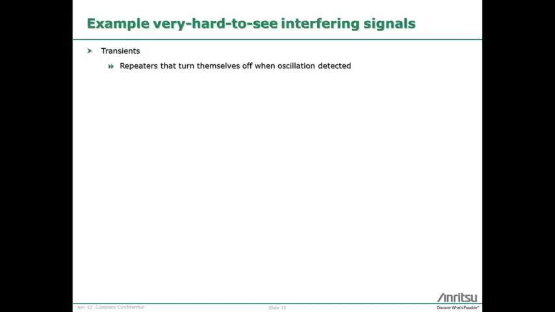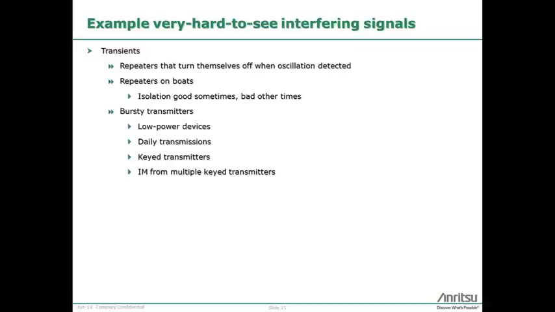Now we're going to move into very hard to see interfering signals. This is where it takes a fair amount of skill to see what's going on. You might want to pay special attention here. So transients, these are tough, and it's always true. Things that come and go are always more difficult. So for example, the newer types of repeaters, when they detect oscillation, they turn themselves off, and then they wait a while and turn themselves back on again. That reduces the amount of interference, but it makes the job of the person finding it that much harder. Or a repeater on a boat, that maybe when it's at one position or one angle, it oscillates because there's bad isolation, but then the boat moves, which happens quite often, the isolation changes and the signal goes away.